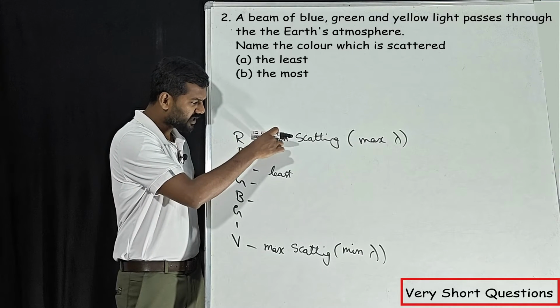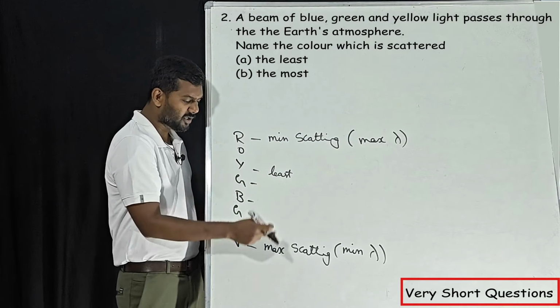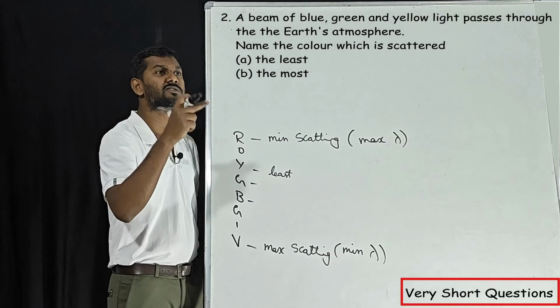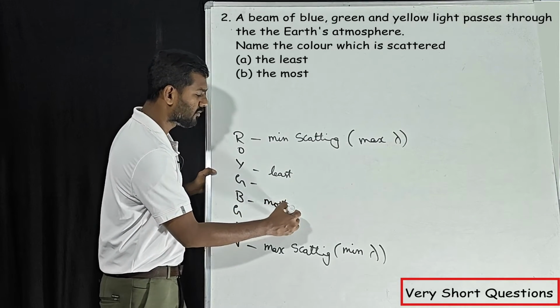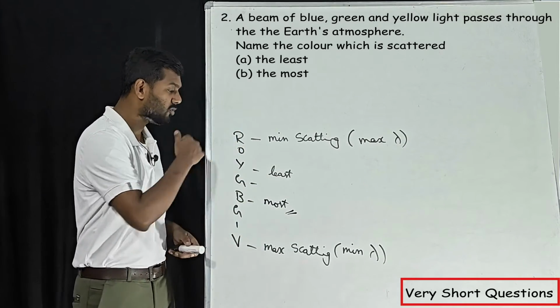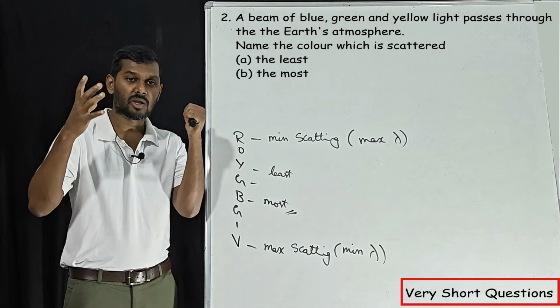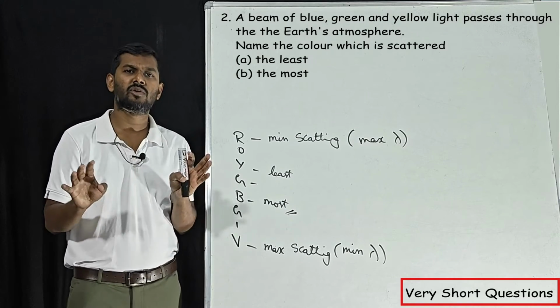That is why you see the scattering value keeps on increasing from red to violet. So yellow has the least scattering, and which is most, that is nothing but blue, most scattering. That's it. You can answer this question directly. You don't have to do this circus and all. This is for few students who cannot imagine all these things in their brain. So in this way, you can easily understand.